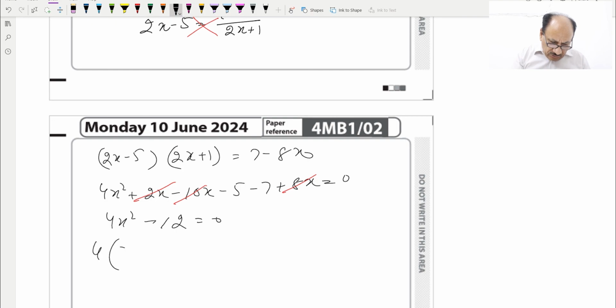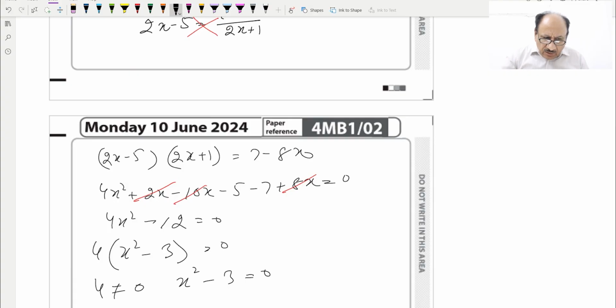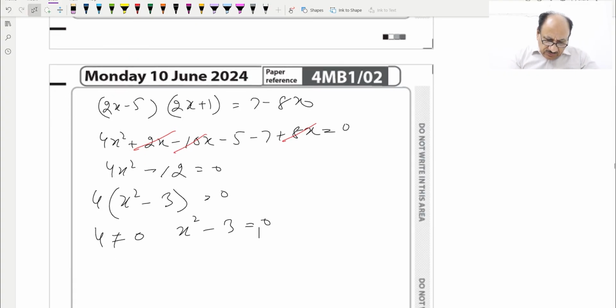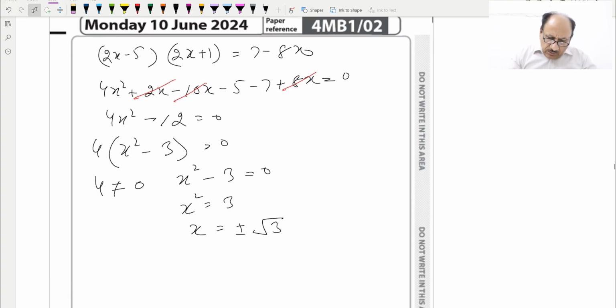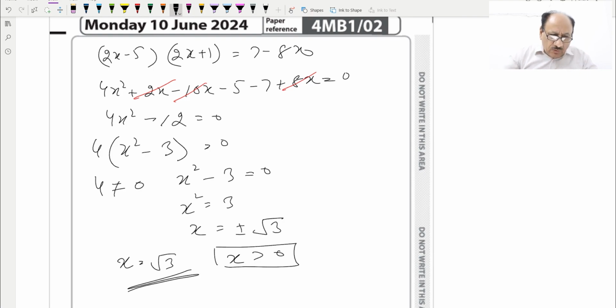So 4 we can take common, so x square minus 3 is equal to 0, so 4 is not equal to 0, so this implies x square minus 3 is equal to 0, and this says that x square will be equal to 3 and x will be equal to plus minus under root 3. So we are not taking minus, we will be writing this. Why? Because x is greater than 0. So x value will be under root 3.